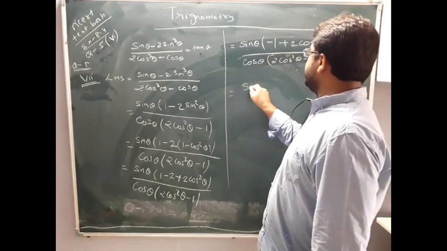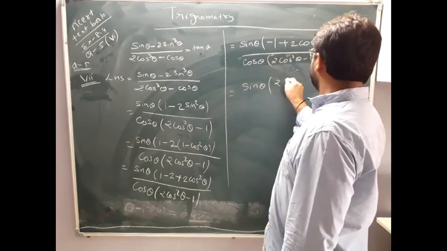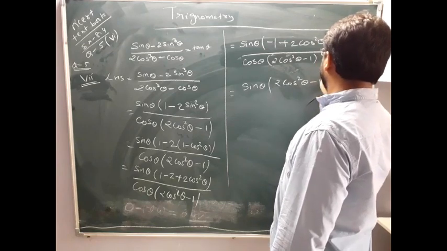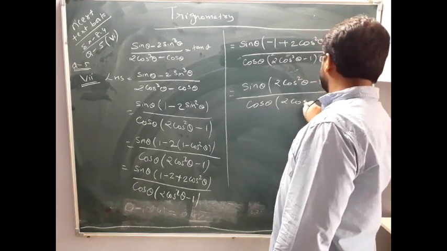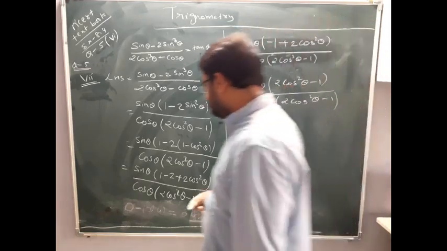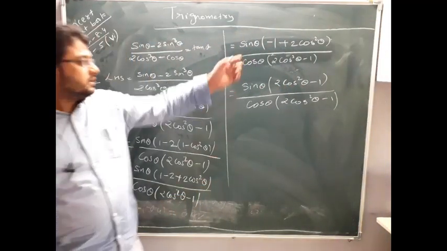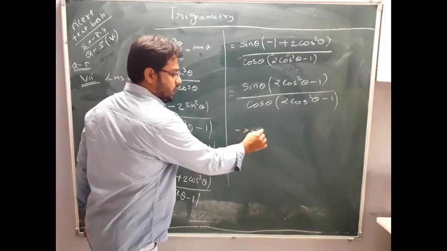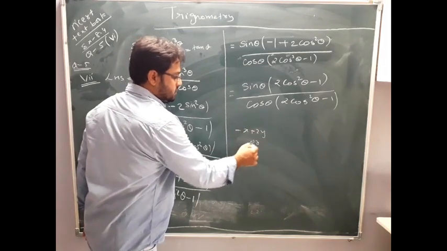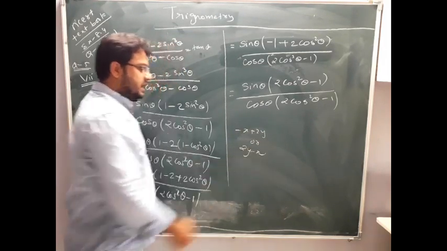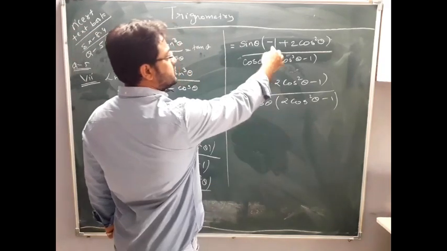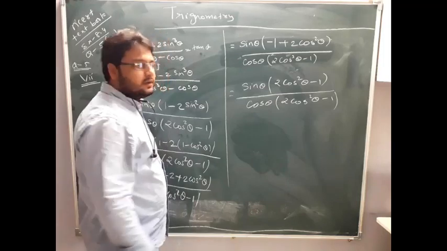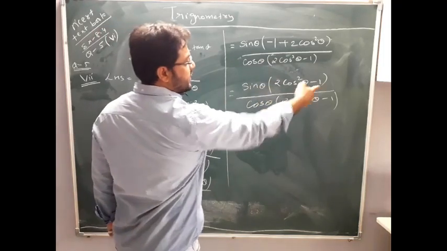Okay. So sin theta into 2 cos square theta minus 1 by cos theta into 2 cos square theta minus 1. See, yes or no? Minus x plus 2y, or I can write like this also, 2y minus x. Just I have interchanged the terms, that's it. Clear? So here it was minus 1 plus 2 cos square theta. So I will interchange the term, 2 cos square theta minus 1.